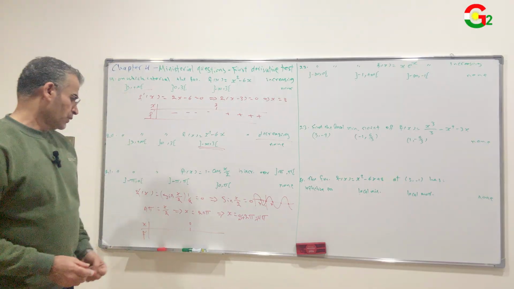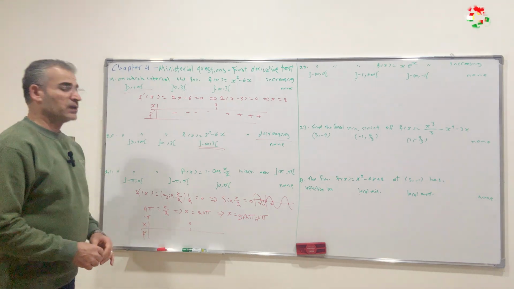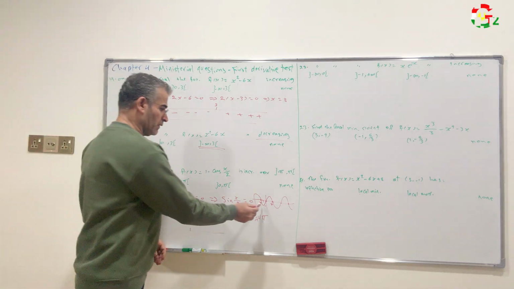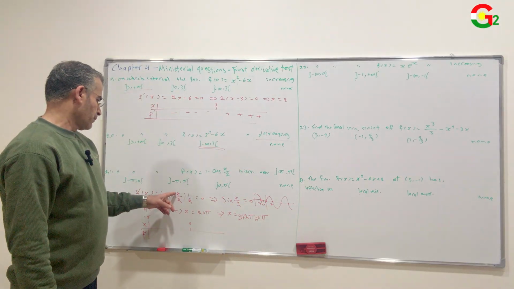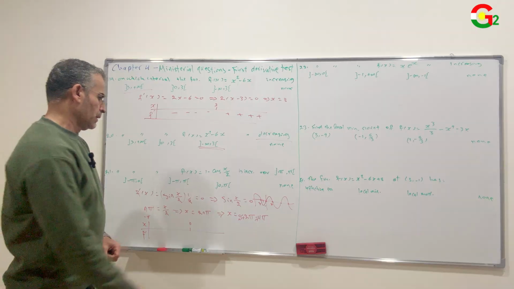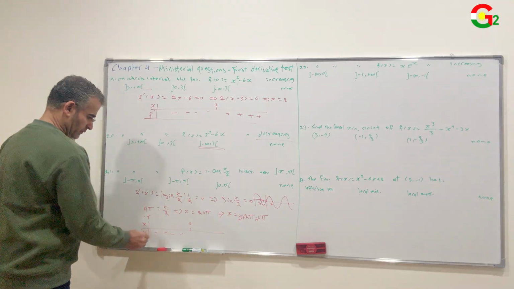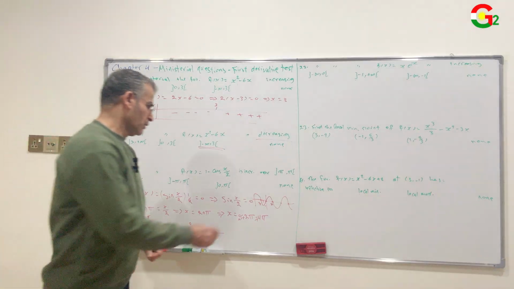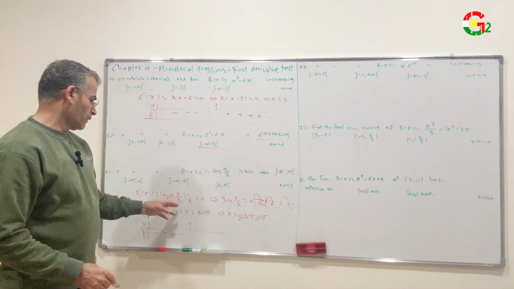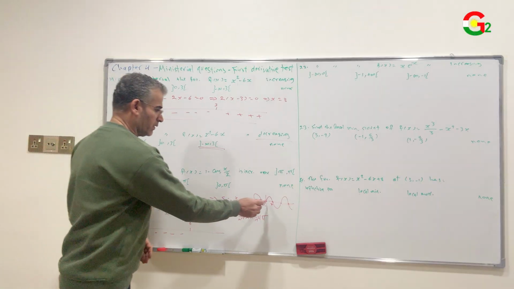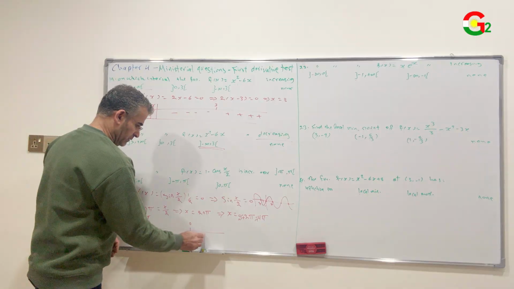Before 0, between negative pi and 0, take negative pi over 2: negative sine of negative pi over 4, it is negative value. After 0, take pi over 2: pi over 2 over 2, pi over 4, sine of pi over 4 is positive value.